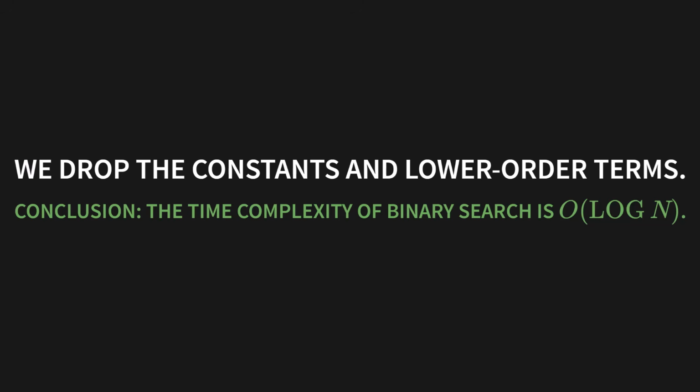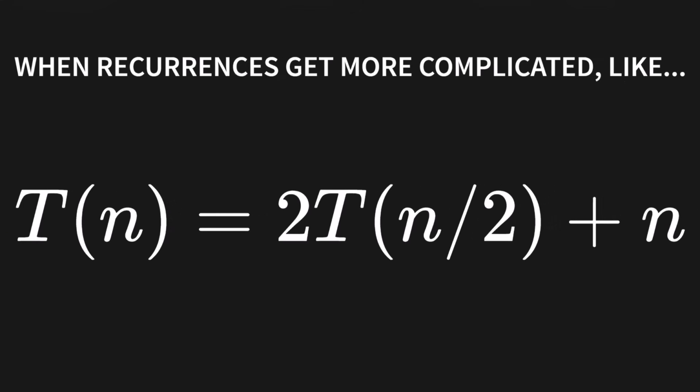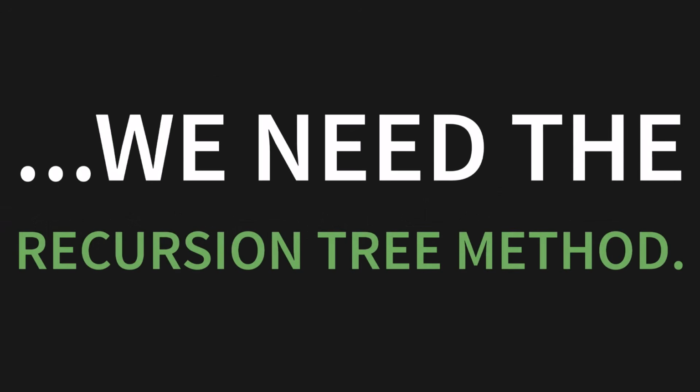The substitution method is great for simple recurrences. But what happens when recurrences get more complicated? Like T of n equals 2T of n divided by 2 plus n. That's a bit trickier, isn't it? For these, we need the recursion tree method. This is a super visual and intuitive way to solve these problems.